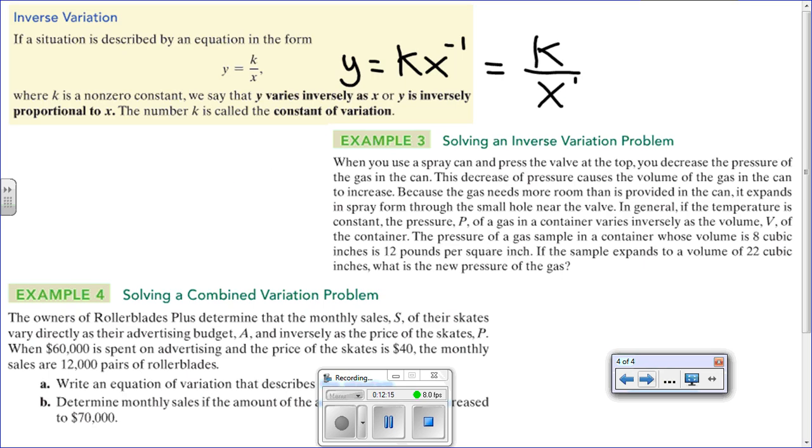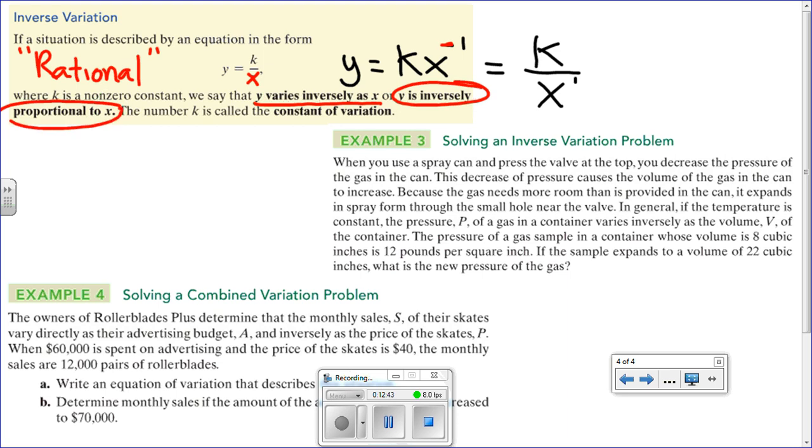Now let's look at inverse variation, which, as you can recognize, kind of looks like a rational function, the ones where the x is part of the denominator. And that's why it has that negative exponent there. The way we recognize it is by the words, for example, y varies inversely as x, or you could say y is inversely proportional to x. And once you hear that, you know that the second variable being mentioned will be in the denominator.